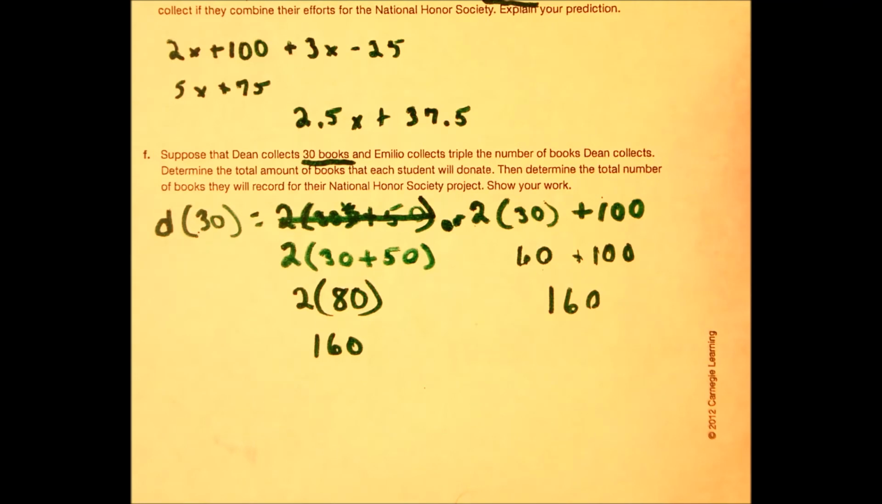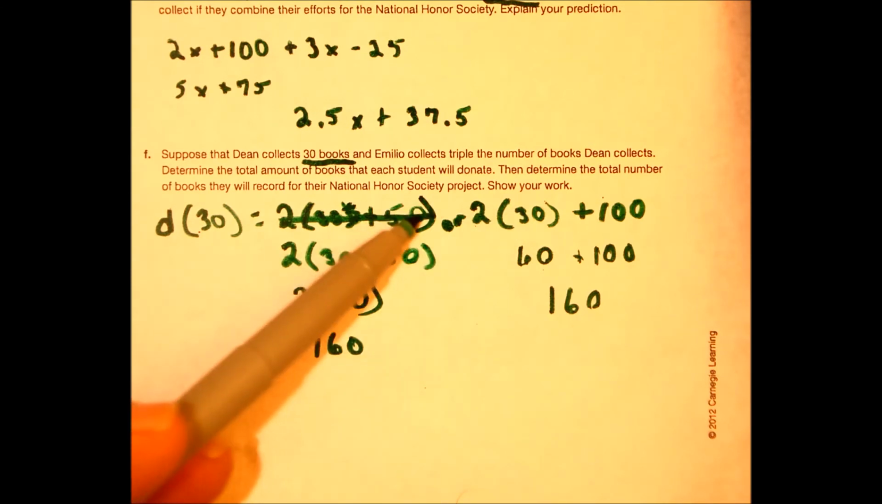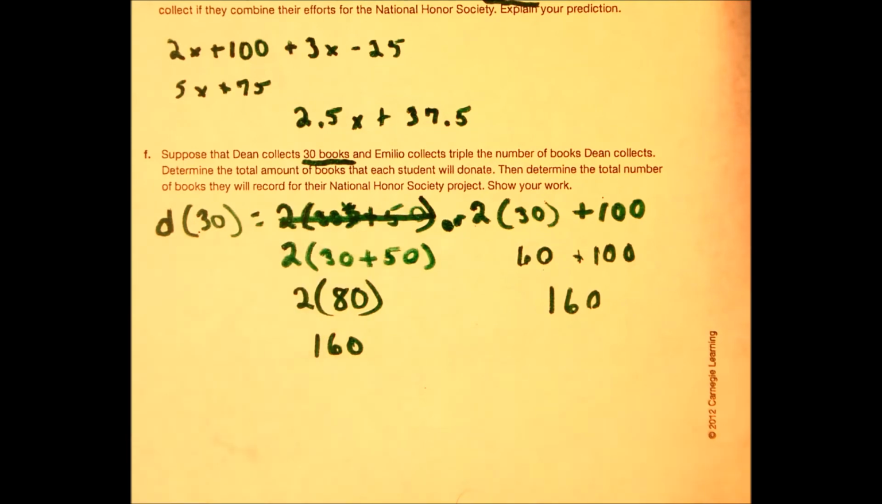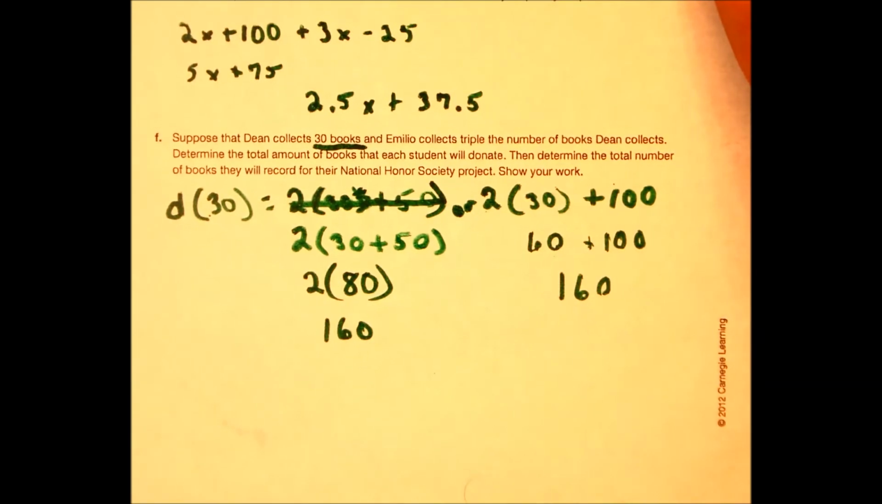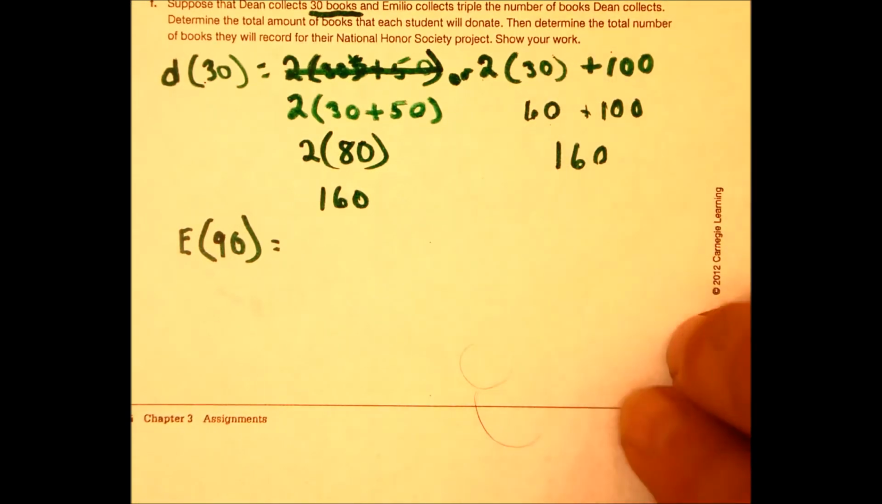Dean collected 30 books. Remember, X was the number of books he collected. That second number were the ones he donated. Remember? Okay, so how many did he actually collect? He collected 30. And 3 times 30 is 90. So now when I take Emilio's function, it's of 90. So Emilio's function is 90 books he collected.